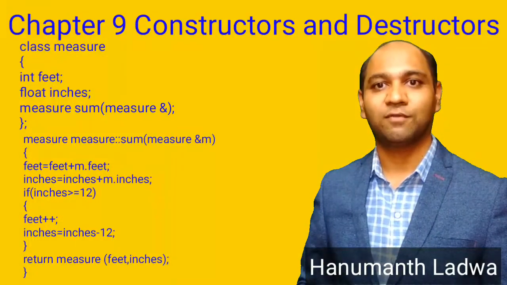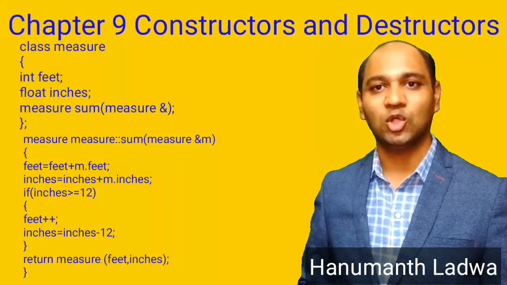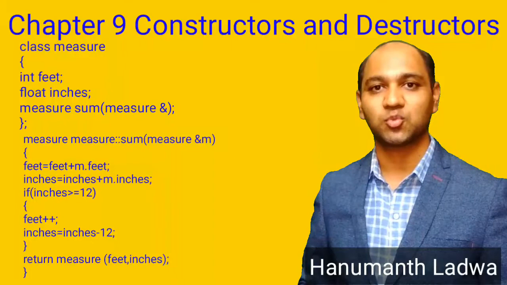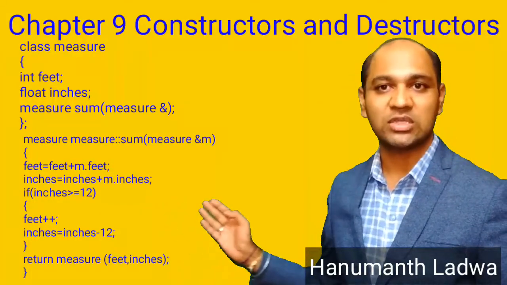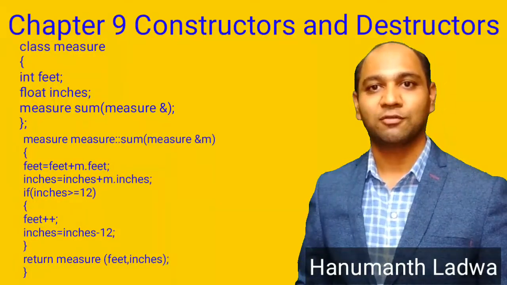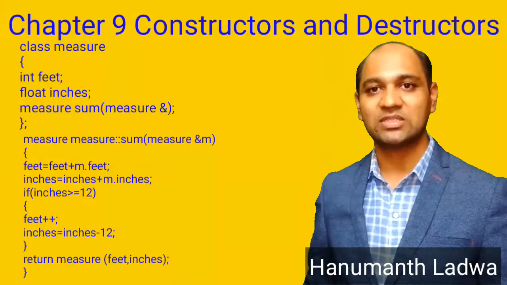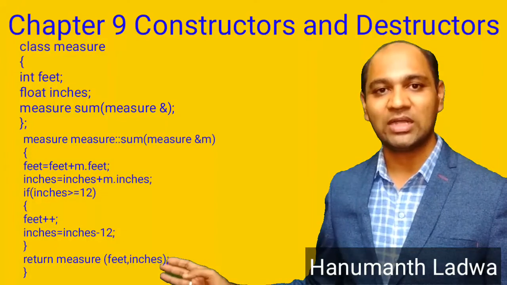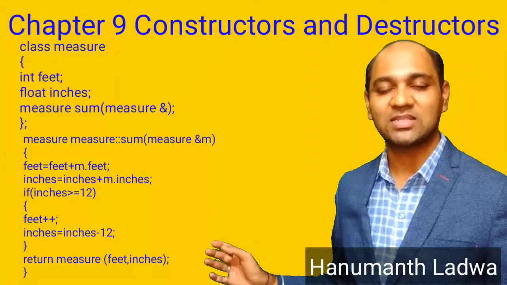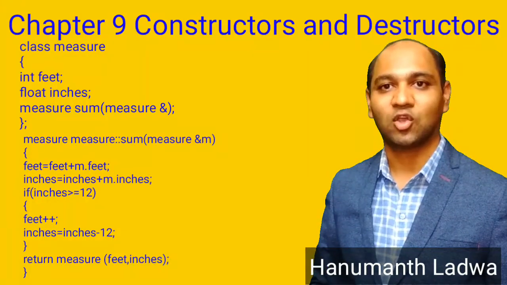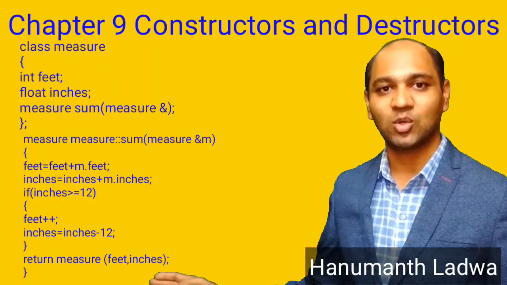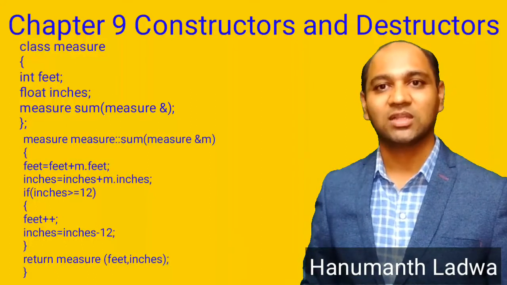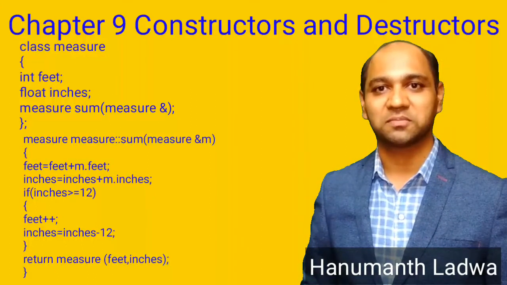If there are 14 inches, 12 inches is equal to 1 foot, and the remaining 2 inches will be initialized to the inches variable. Here you can see inches = inches - 12, that is 14 minus 12 is 2. So 2 is initialized to inches. Then curly closing brace, and then we are going to write return measure, and inside the round brackets we are going to write feet comma inches, and curly closing brace. So whenever this return statement is executed, the copy constructor will get invoked.